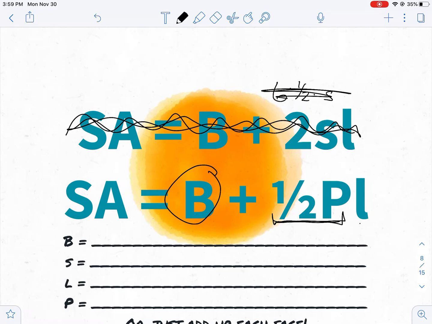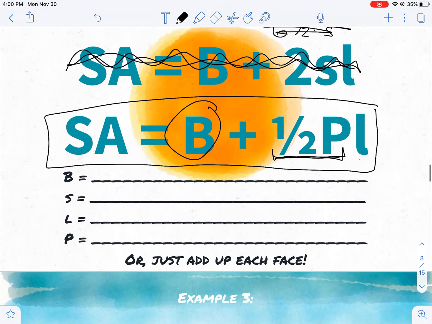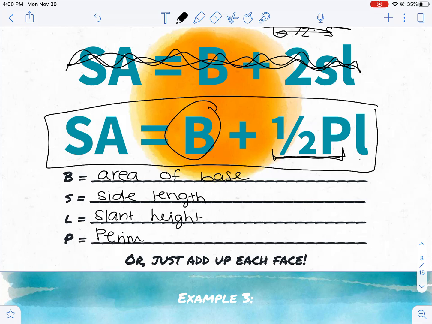So rather than have a different formula for each one, I'm just going to use this formula every single time for a pyramid. The base plus 1/2 the perimeter times the slant height. So B is still area of the base. S is 1 side length. L is the slant height. And P is perimeter. Again, you could just find the area of each and add them up. That's not wrong, but it's slicker and faster if you use the formula.